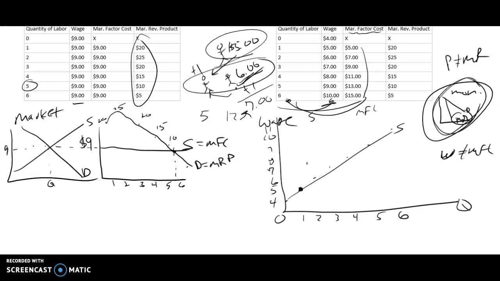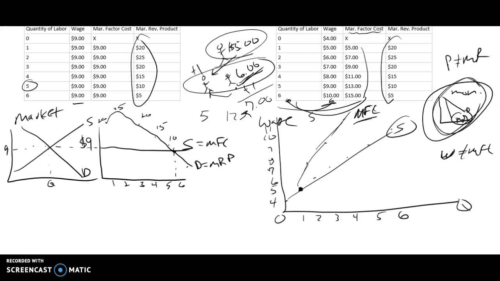And so 2, we're at 7. And 3, we're at 9. And 4, we're at 11. And we're already kind of above it there. So it's going to look something like that. And that is my marginal factor cost. So I have the marginal factor cost and the supply.